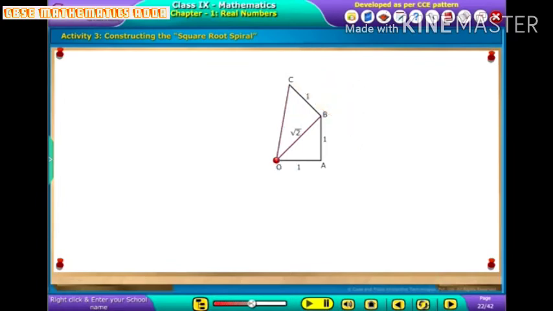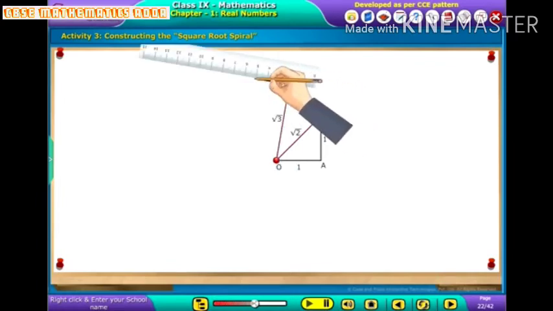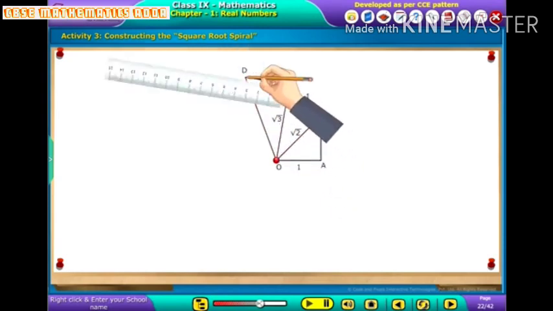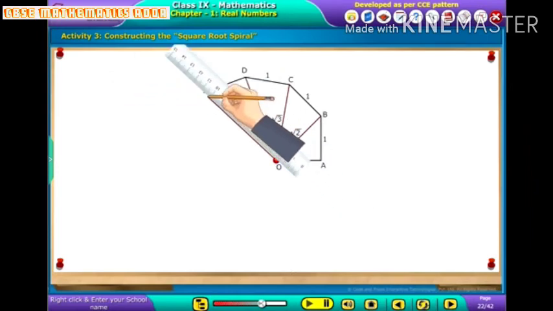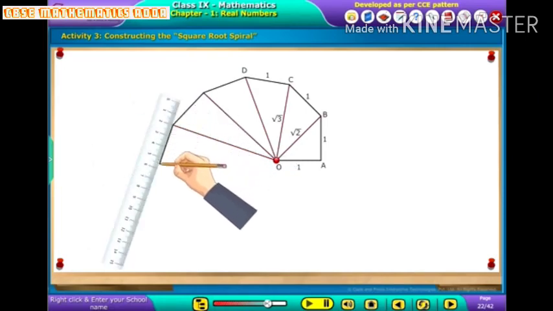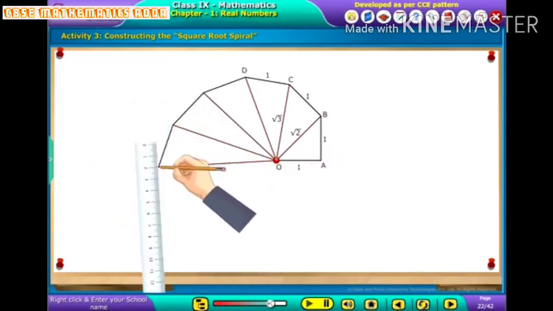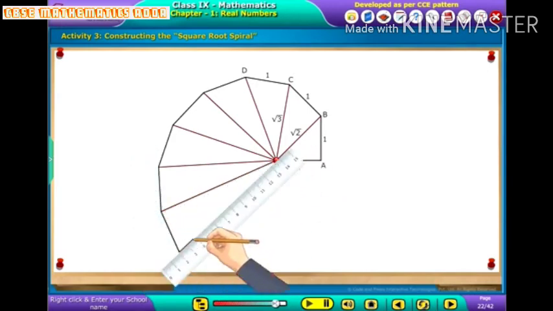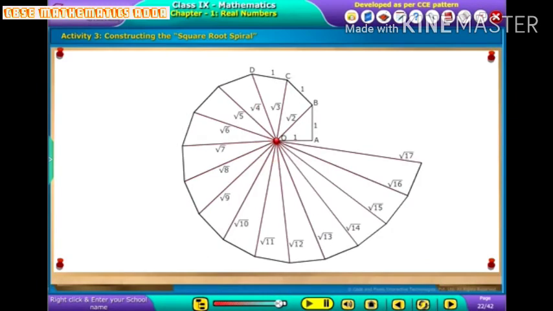Join OC, where OC is equal to root 3. Draw a line segment CD of unit length perpendicular to OC. By continuing the same process, finally we obtain the spiral made of line segments as shown on screen. Note that the line segments OA, OB, OC, OD and so on represent the lengths root 2, root 3, root 4 and so on respectively.